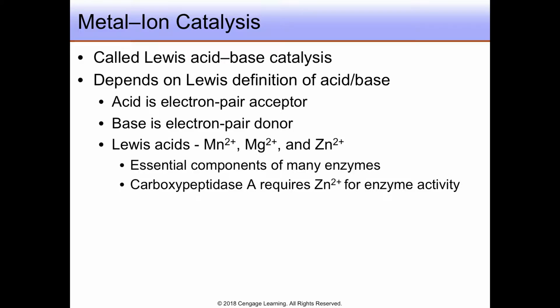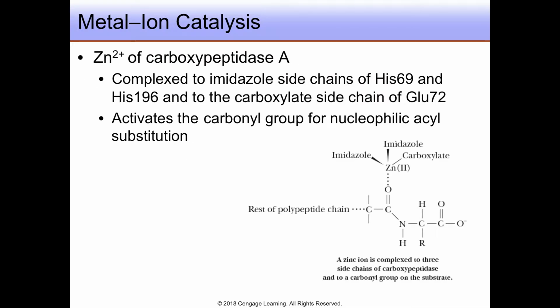An example would be that of carboxypeptidase A, which has a requirement of zinc for catalytic activity. In the active site of carboxypeptidase A, as shown here, the zinc ion is complexed to the imidazole side chains of two histidine residues and to the carboxylate side chain of a glutamate. The purpose of the zinc 2+ ion is to activate the carbonyl group to prepare for acyl substitution.